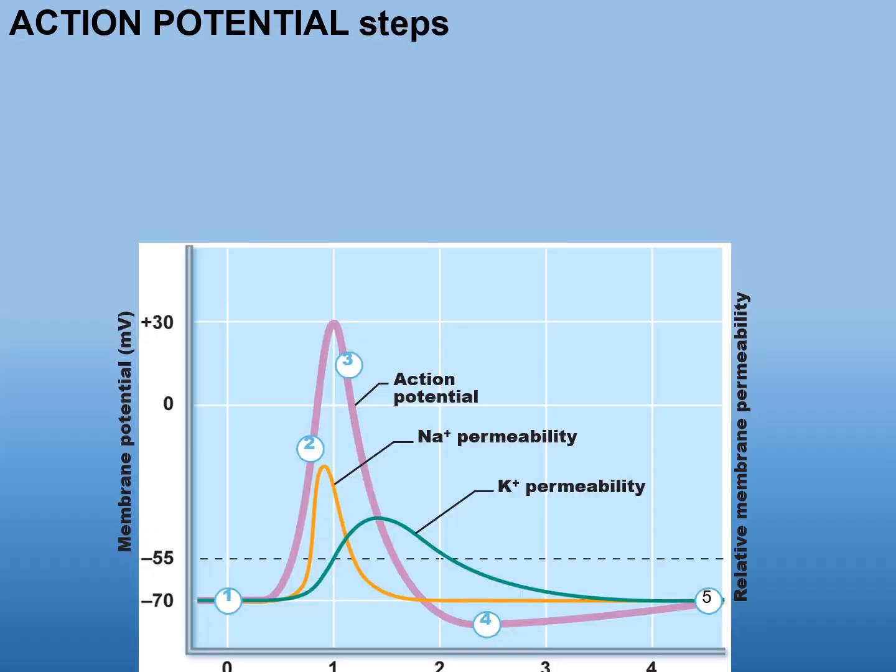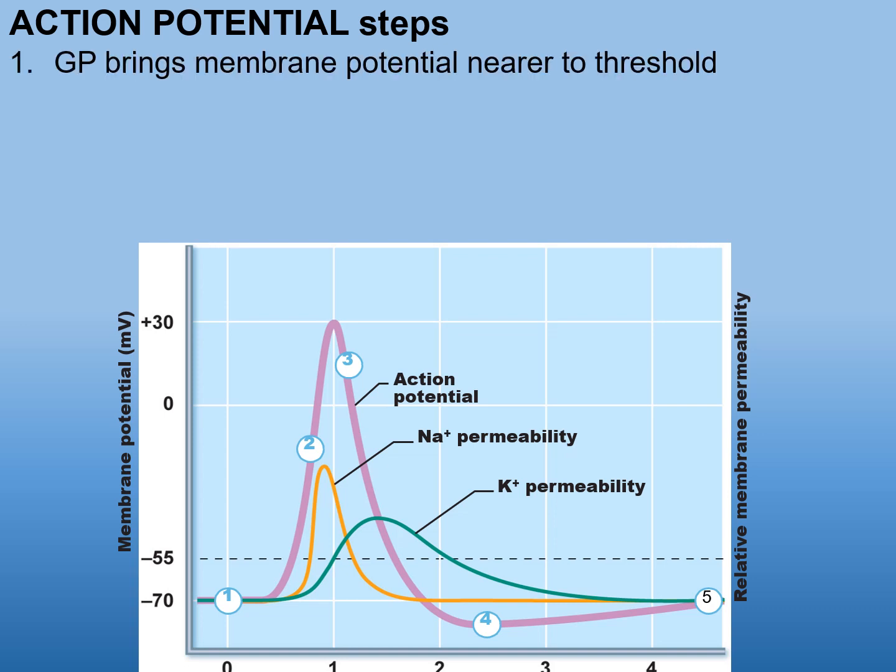Let's put that into our words here. An action potential has 4 steps. The first step is a graded potential. And that graded potential brings us closer to threshold. Here's resting potential. Here's threshold. Okay, we don't pass threshold, but we get closer to it. In order to do this, we have to open sodium channels. And that's what you see here in this orange line. It's showing you that sodium channels are opening.